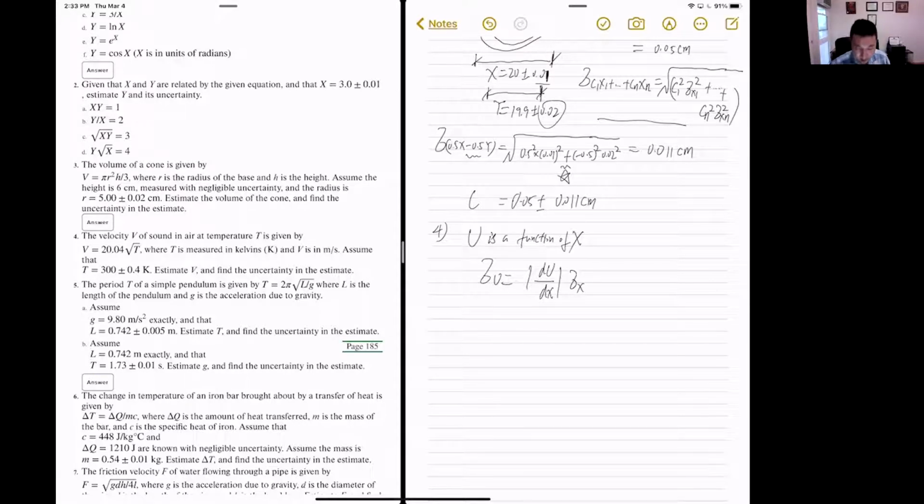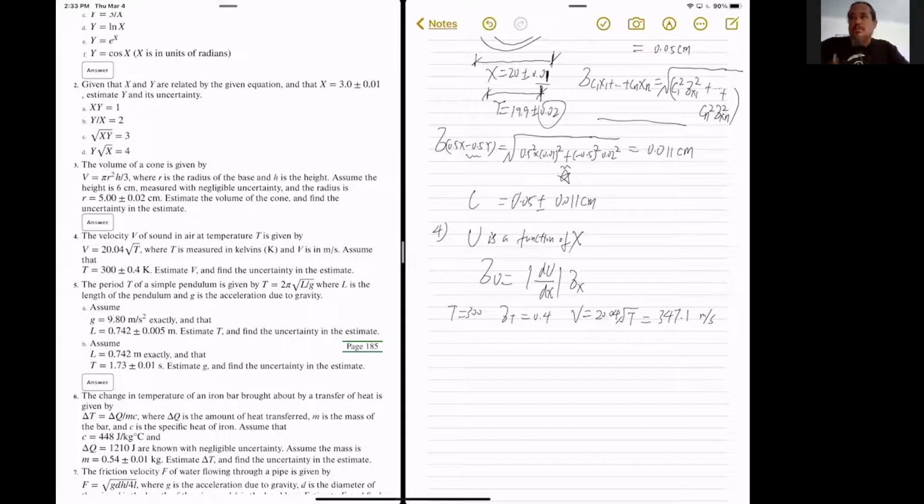So what we have here is temperature is 300 degrees. Sigma T is given as 0.4. First, estimate V based on the equation from the question. So plug in T equal to 300, V is 347.1. That is in meters per second.